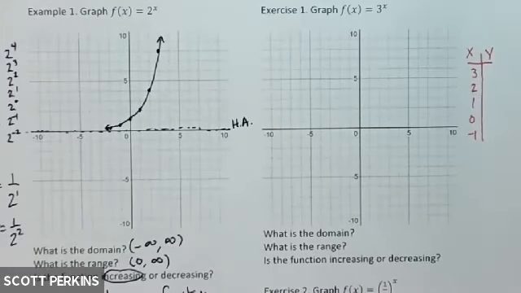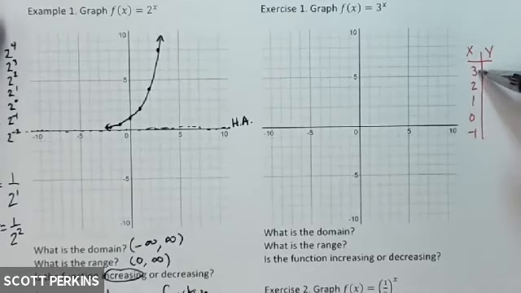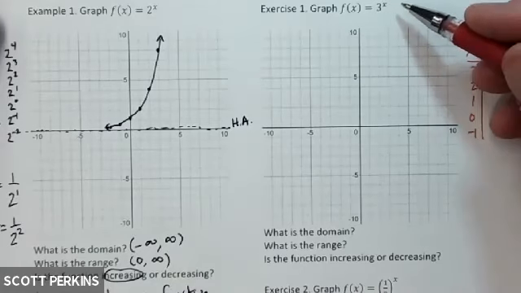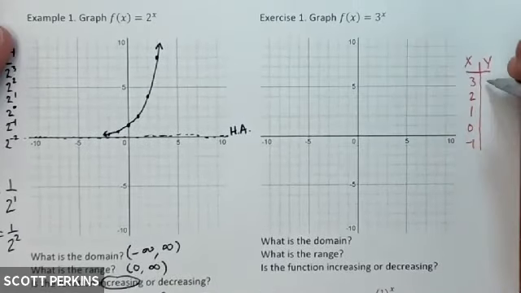Exponential functions. This is the topic of kind of the rest of, or a bunch of the rest of this unit. So I'm going to put in 3, and so when I have 3 to the 3rd power, that's 3 times 3 times 3. That's 27.